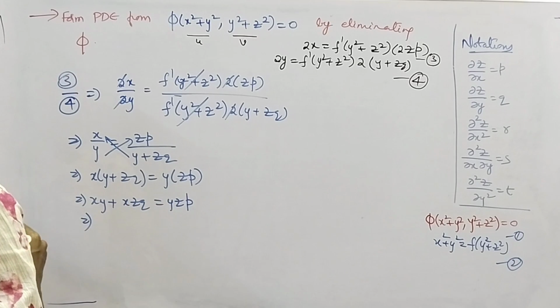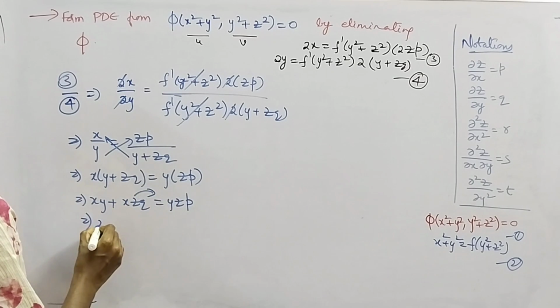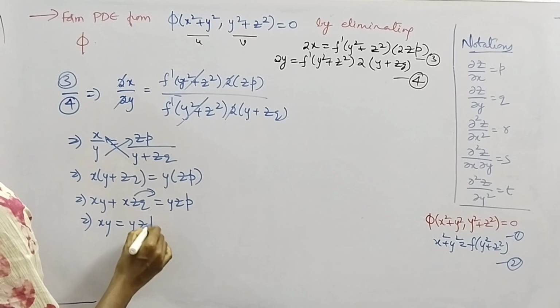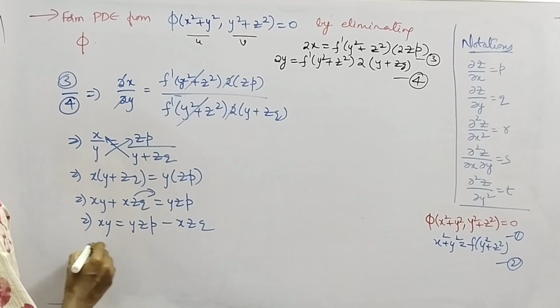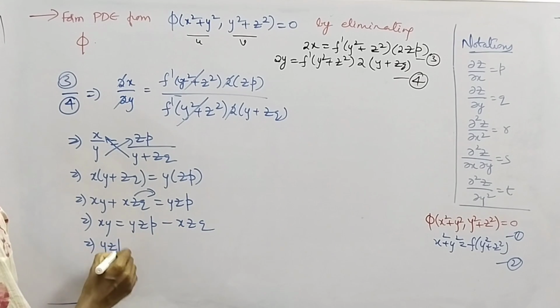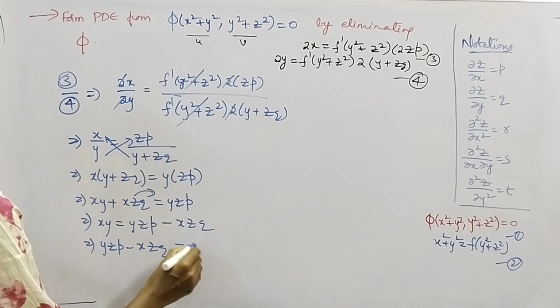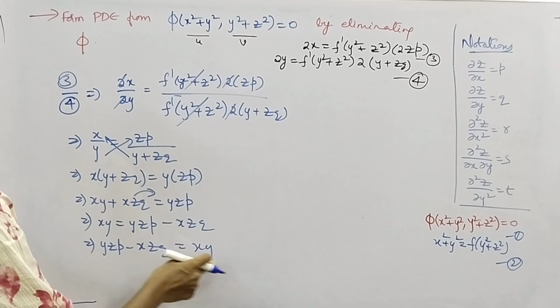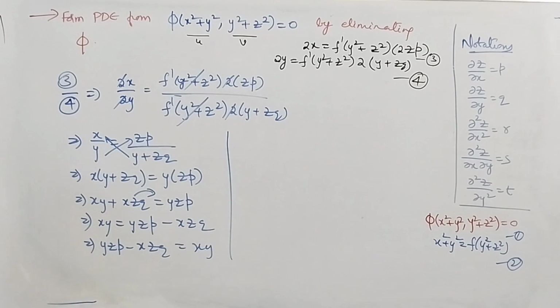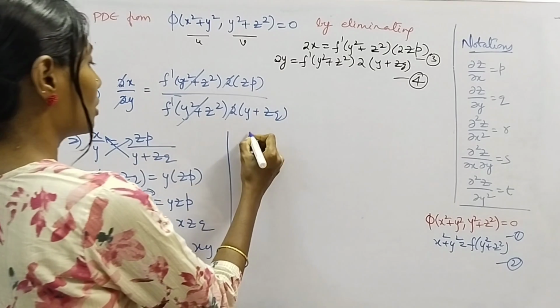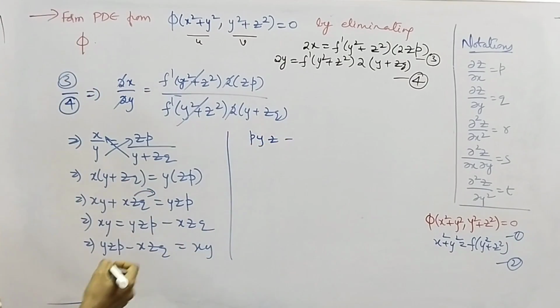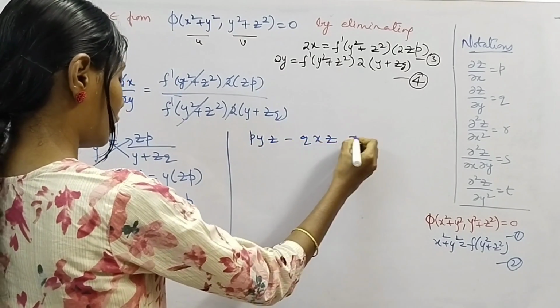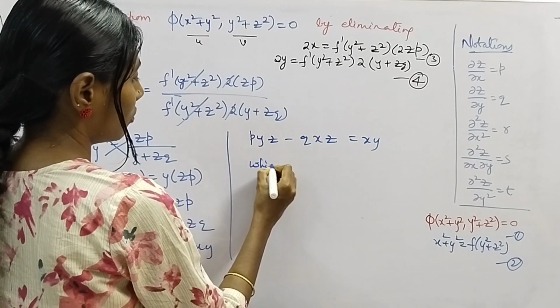Now what I'll do is I'll just take this term to RHS. I'll get xy equal to yzp minus xzq, or I'll write it as, so that I can bring all the terms that involve p and q to LHS and the terms that do not involve p and q to RHS. Okay, fine. Now we got the answer. We can again write this as pyz minus qxz equal to xy, which is the required partial differential equation.